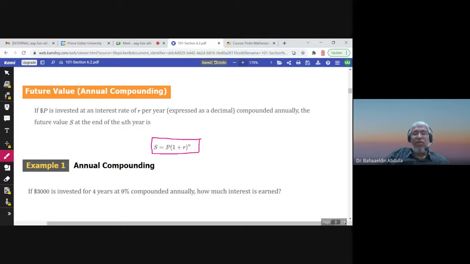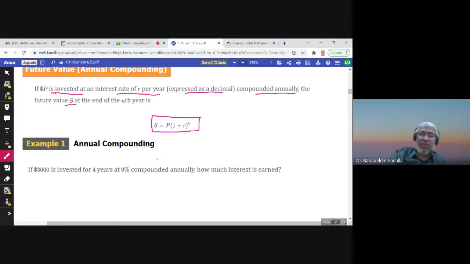So this would be the future value if P is compounded annually. So P amount is invested at an annual interest rate of R, expressed as a decimal as usual, compounded annually. Then the future value S would be given by this formula.